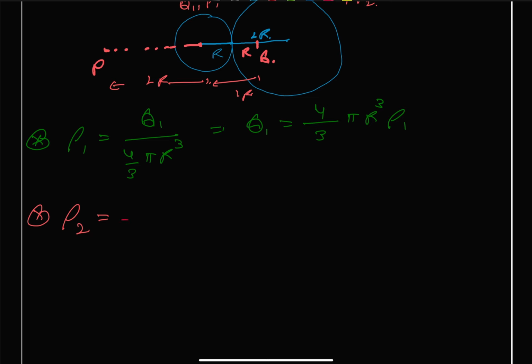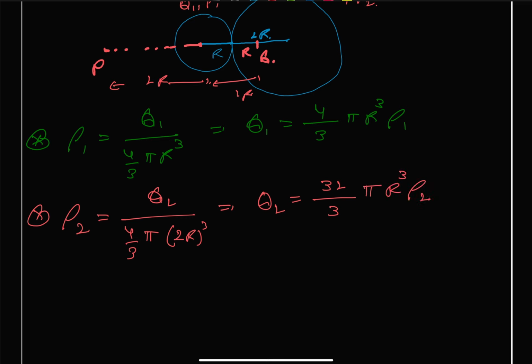ρ2 will be equal to our Q2, and this is 4 by 3 pi r, and here the radius is given as 2r whole cube. So this gives us Q2 will be equal to 32 by 3 pi r cube multiplied by ρ2. So we found out the charges on the smaller and the larger sphere.